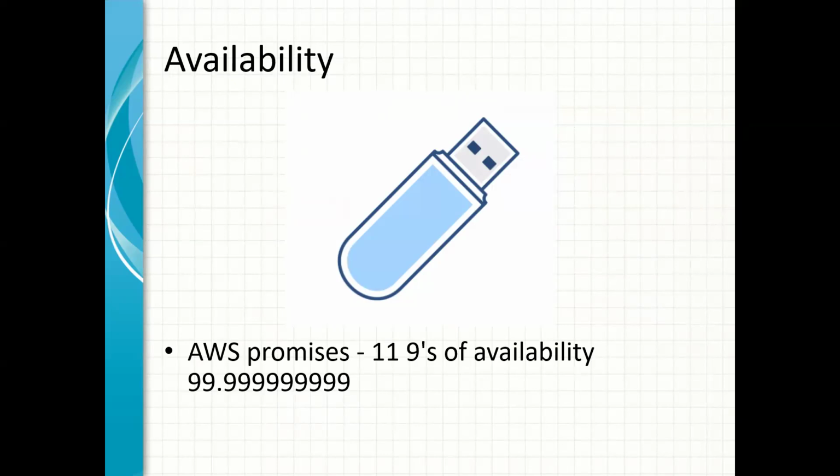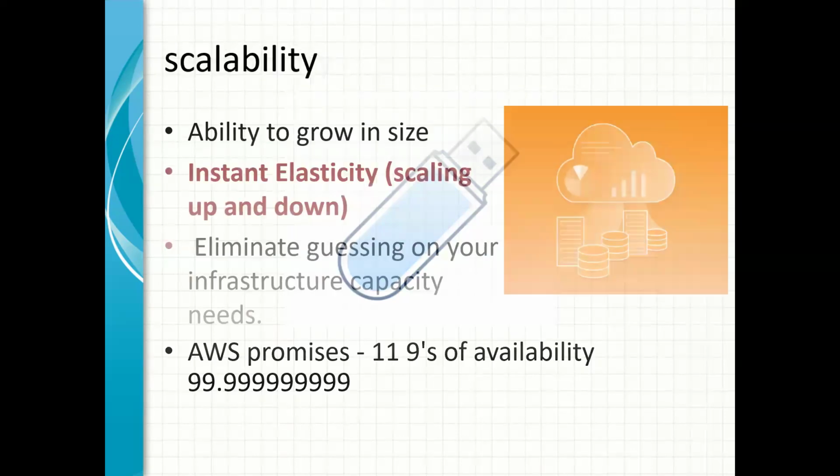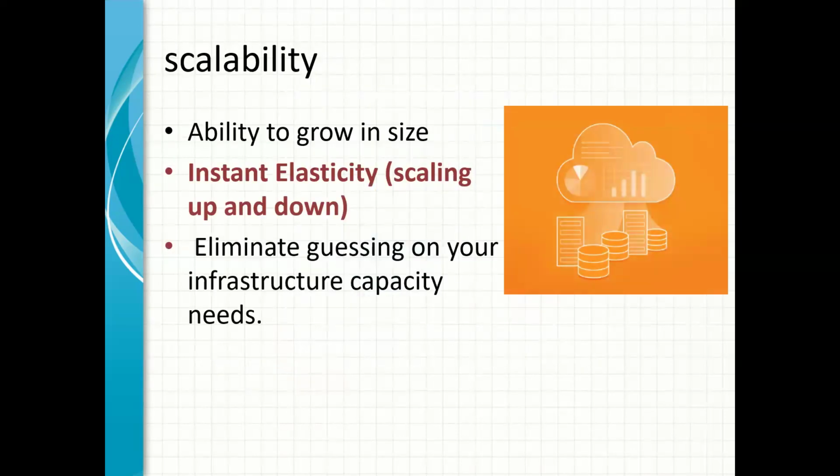100% availability. If you store data in the AWS cloud, AWS promises 100% availability, that at any point of time you can come and access the data just by having an internet connection, which is called availability. And the next one is scalability. The actual meaning of scalability is the ability to grow in size.